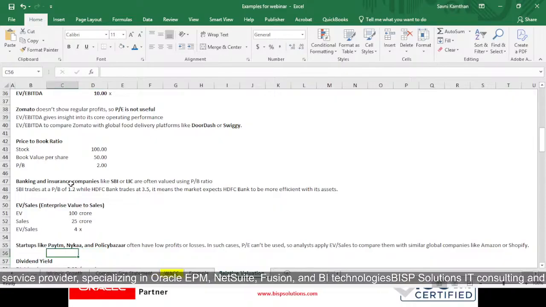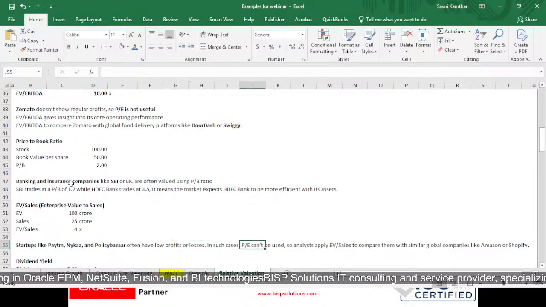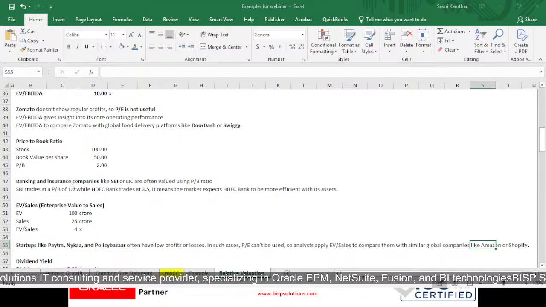So for example, startups like Paytm, Nykaa and Policybazaar often have low profits or losses. In such cases, PE cannot be used, so analysts apply EV upon sales to compare them with similar global companies like Amazon or Shopify. So it is useful for tech, retail or SaaS companies in early growth where profits are low but sales are growing, right?